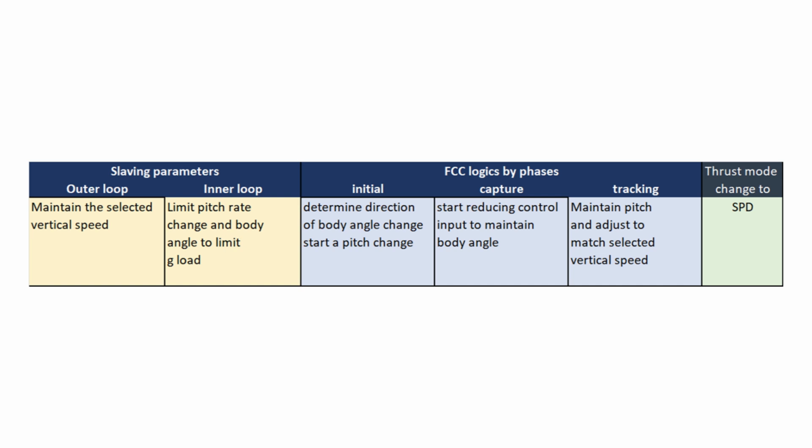The outer loop would be, of course, maintaining the selected vertical speed. The inner loop would just limit the rate of change in pitch in order to avoid excessive changes in G load. On first engagement of the vertical speed mode, the initial part is just to determine the direction in which the body angle has to change, whether it's nose up or nose down, in order to achieve the positive or negative vertical speed that has been selected.